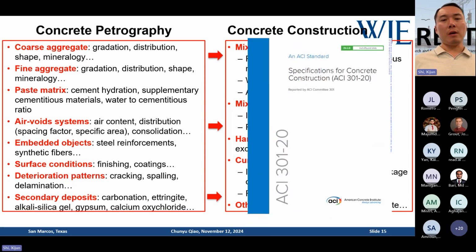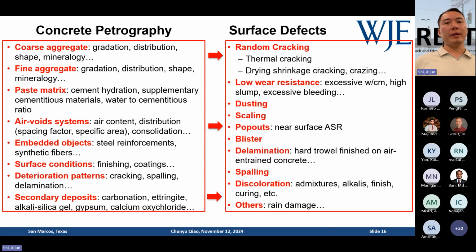So again, a lot of them are well documented in ACI 301. So for surface defects, we'll look at if you have random cracking. A lot of times there are shrinkage cracking or some thermal cracking, or do you have low wear resistance? Probably you have some laitance, you have some weak surface or dusting. So we look at those aspects. And also scaling is a major issue again, in the north part of this country. And popouts, near surface ASR in some indoor flooring systems, because of accumulation of the water or alkali near the surface of concrete, so you will have some near surface ASR or popouts we see.